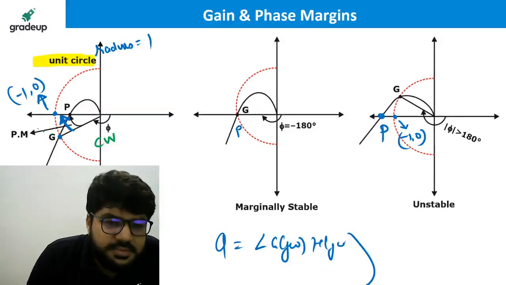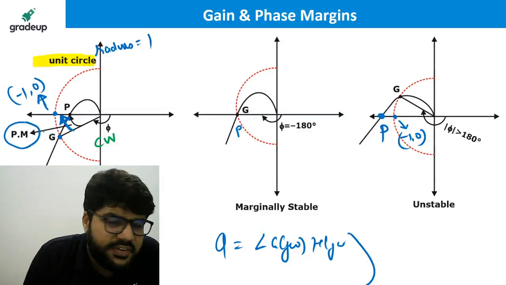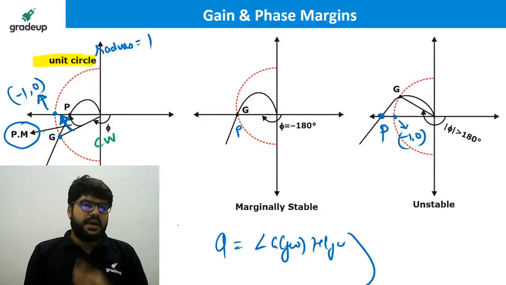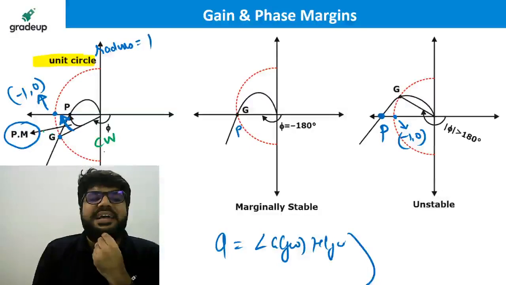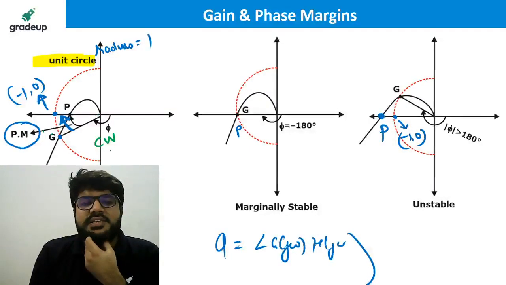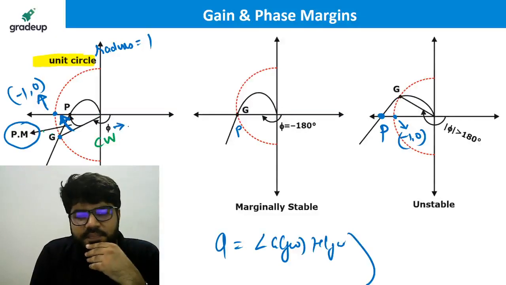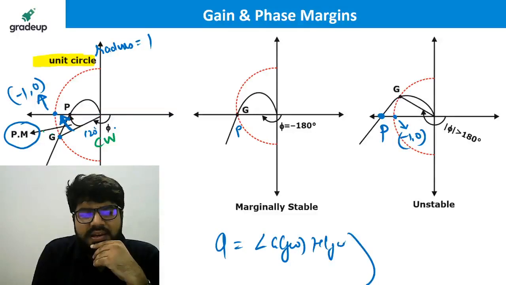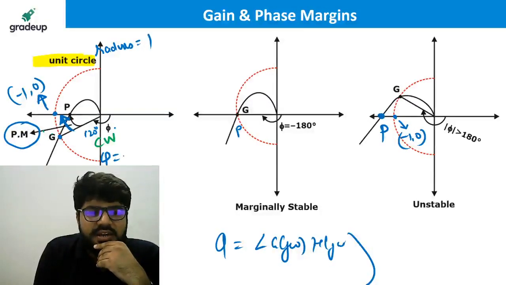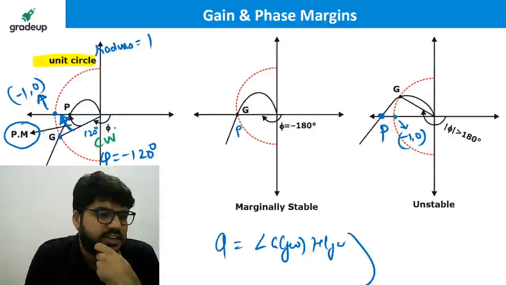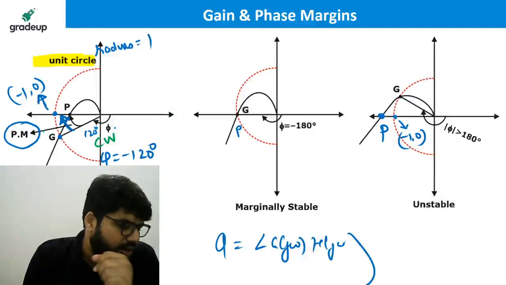Now listen to me. This is my phase margin. How to evaluate this phase margin? Suppose I tell you this is clockwise, and suppose this measure is 120 degree. So what is the phase? It is actually written as -120 degree because it is clockwise. Can you now tell me what is the phase margin?